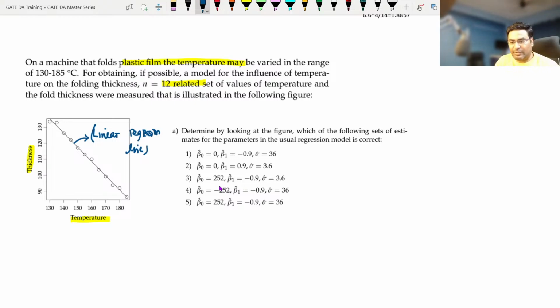Now in the first part they're asking: determine by looking at the figure which of the following sets of estimates for the parameters in the usual regression model is correct. Only one answer is correct. It's a single correct answer, so you just have to tick one of them. That's the kind of question they can ask you, right? And you also see they have given some values of beta naught hat, beta 1 hat, and sigma hat.